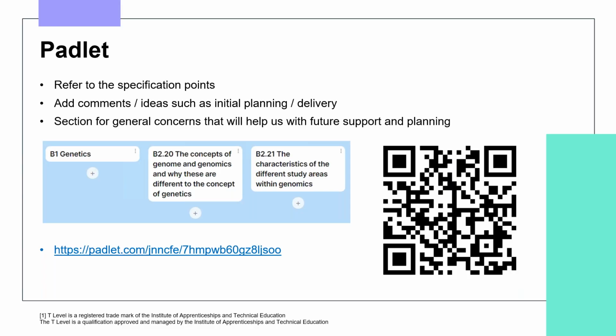Throughout the session, there will be a Padlet open for you to refer to the specification points we will be covering. This will allow you to add any comments or ideas that you may have about the initial planning and delivery of genetics and genomics. It can also be updated with any ideas that pop up throughout the session to ensure we are sharing that good practice amongst ourselves. There's also a section at the start for any general concerns that will help us with future support and planning. Please be aware though that this is just for general concerns around any other specification sections that you may have and want covered in the future.